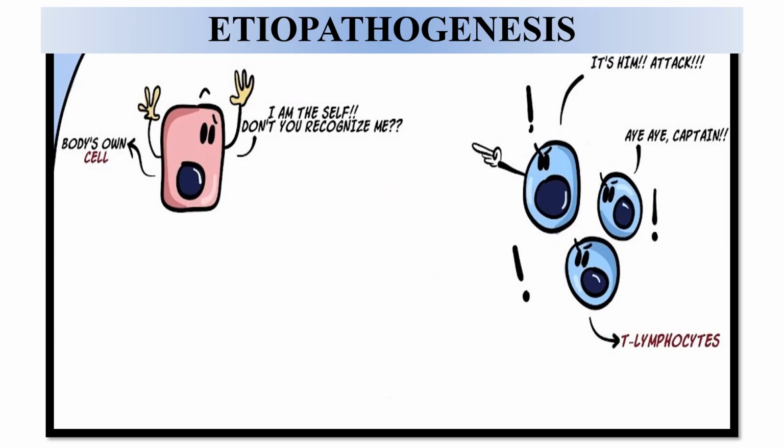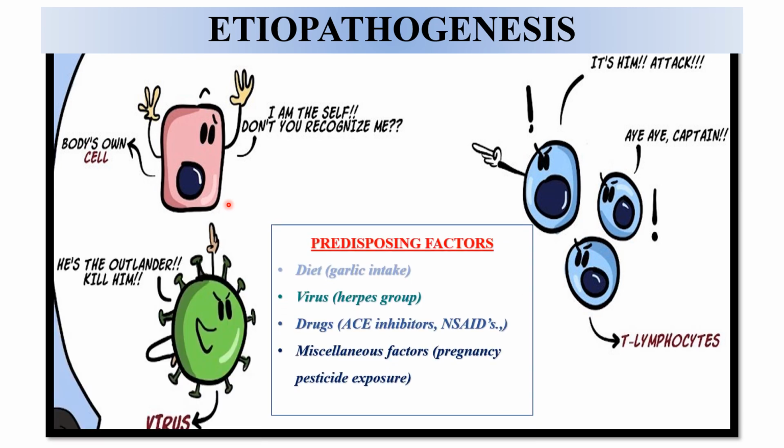Pathogenesis of these lesions involves autoimmune reactions, which is when the immune system produces autoantibodies which are directed against the body's own cells. The exact etiology of these lesions is obscure, but many predisposing factors like genetic involvement, diet, excess garlic intake, viruses like herpes group, drugs, predominantly ACE inhibitors, NSAIDs and anti-inflammatory drugs, and miscellaneous factors like pregnancy and pesticide exposure may trigger the onset of these lesions.